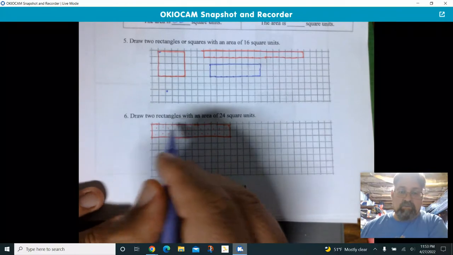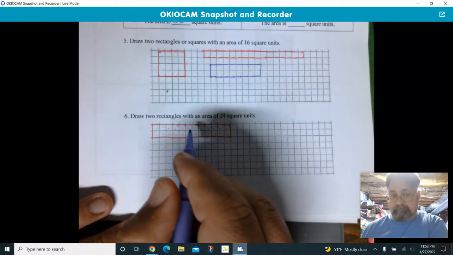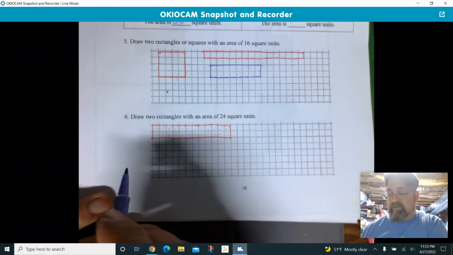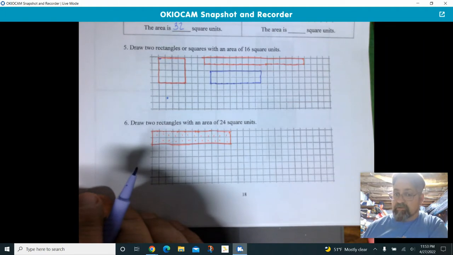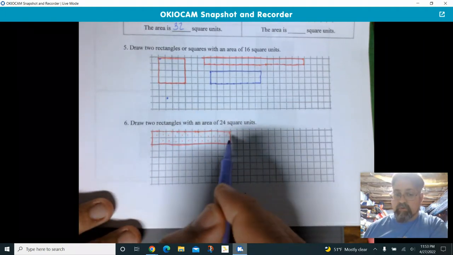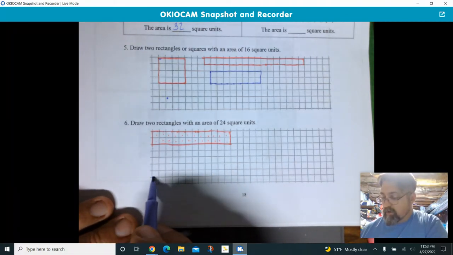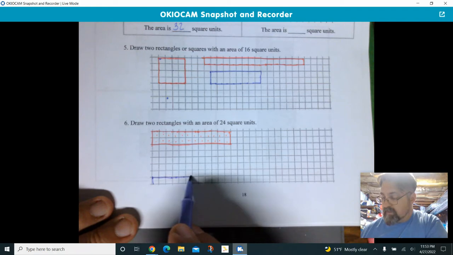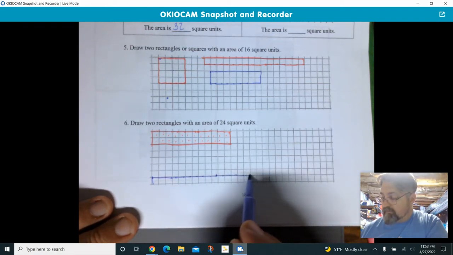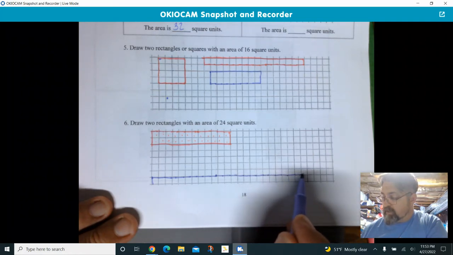Draw 2 rectangles with an area of 24 square units. Once again, you're going to use your factors. Now, 24's got a lot of factors. You got a lot of options there. This one was 2 times 12. I could do 1 times 24. 1, 2, 3, 4, 5, 6, 7, 8, 9, 10, 11, 12, 13, 14, 15, 16, 17, 18, 19, 20, 21, 22, 23, 24.